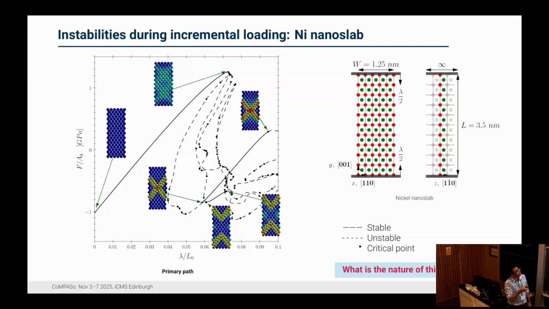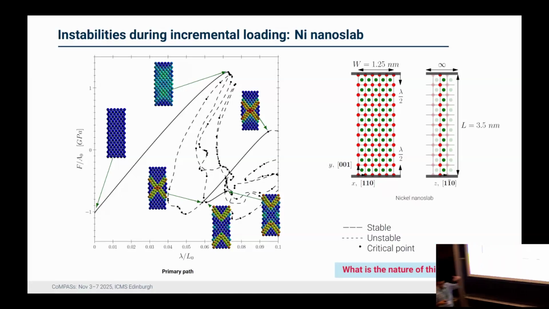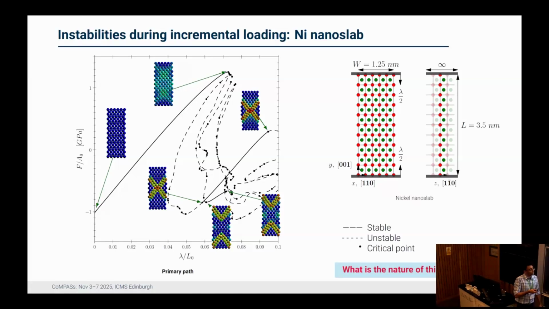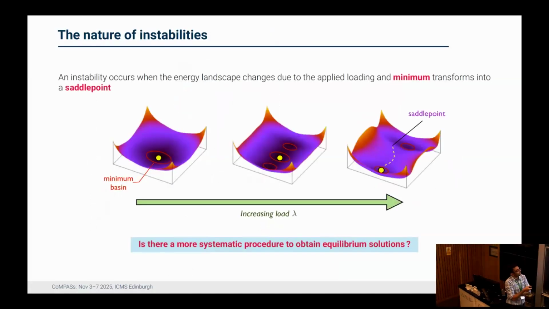And what happens in reality is that it snaps through, it falls on one of the solution pathways. You never know what the solution pathway is, and then it goes on. So those are the strain bursts that we are talking about. What is the nature of this instability? So you have initially a stable well. As you keep changing lambda, that well becomes a saddle and then the system rolls down.